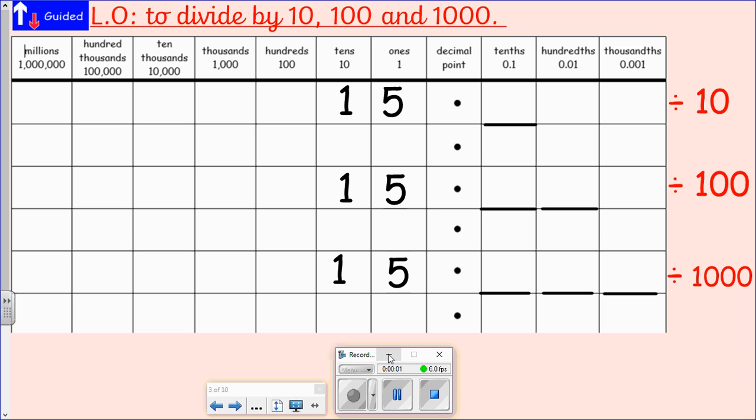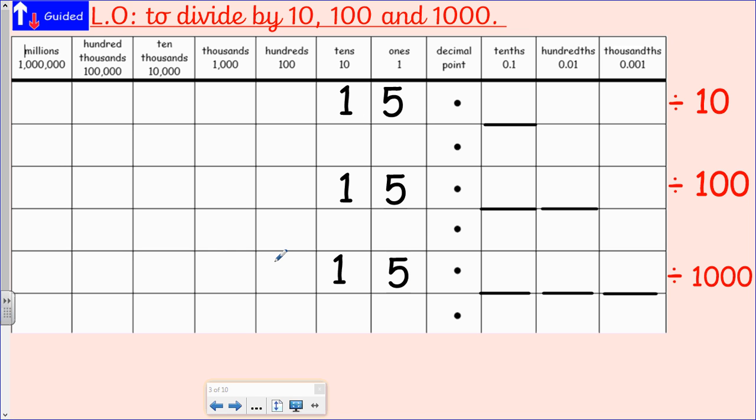Okay, so we are on to our guided section for Monday's lesson. So we are dividing by 10, 100 and 1,000. We are using the line method. So there's 3 questions to have a look at here. Same number each time, 15, and we're dividing by 10, then 100, and then 1,000.